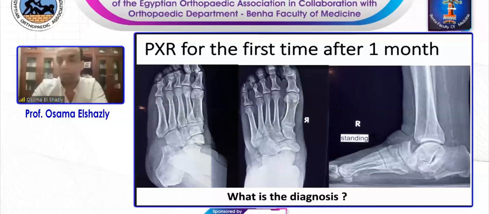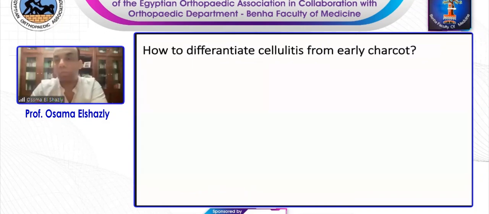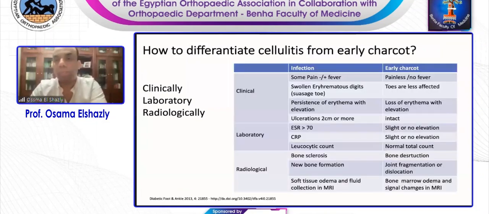Of course, the diagnosis of such a case is Charcot, an early case of Charcot arthropathy, midfoot Charcot arthropathy. And this is a message for general practitioners, internal medicine physicians and diabetologists. When they have a diabetic patient with foot swelling and edema, they must do an X-ray to rule out the presence of early Charcot like this case. Just as a reminder, here is how to differentiate between infection or cellulitis and early Charcot.